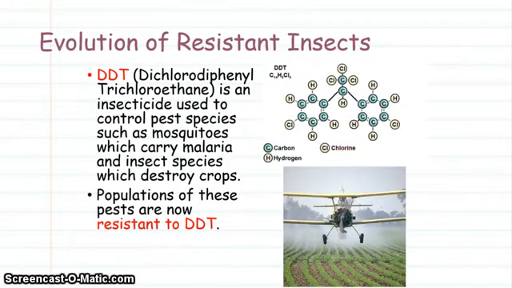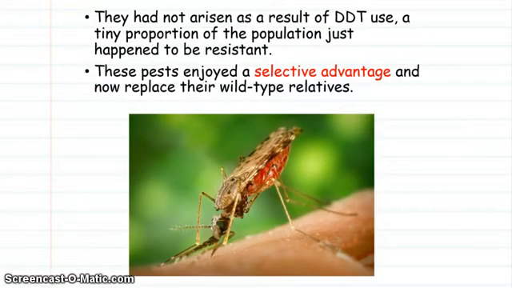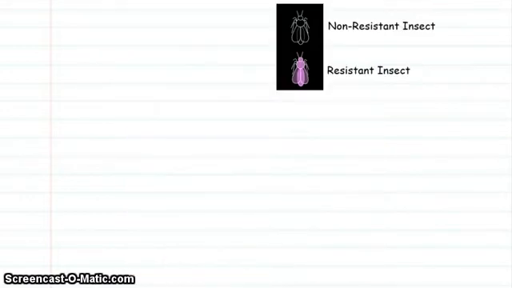Let's have a look at an example of evolution. DDT use as an insecticide was quite widespread, and it was very effective initially, but now there are populations of insects that are resistant to DDT. These pests who are resistant to it, of course, have a selective advantage. They're able to survive and breed without competition from those that are still susceptible to the insecticide and are killed off by it. So, for example, the black ones are non-resistant insects, and the purple ones are resistant insects.